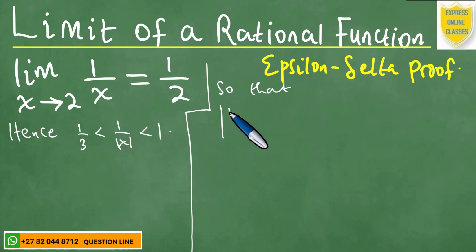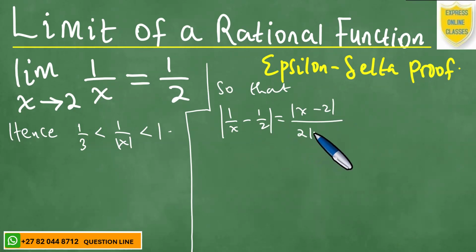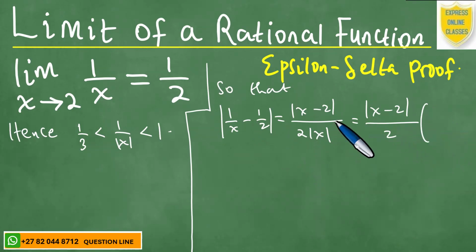And so with that, we previously got the absolute value of 1 over x minus 1/2 equal to x minus 2 times that. What exactly does this mean? Well, there are a couple of ways we can write it: the absolute value of x minus 2 divided by 2, and then you can put the 1 over the absolute value of x here.